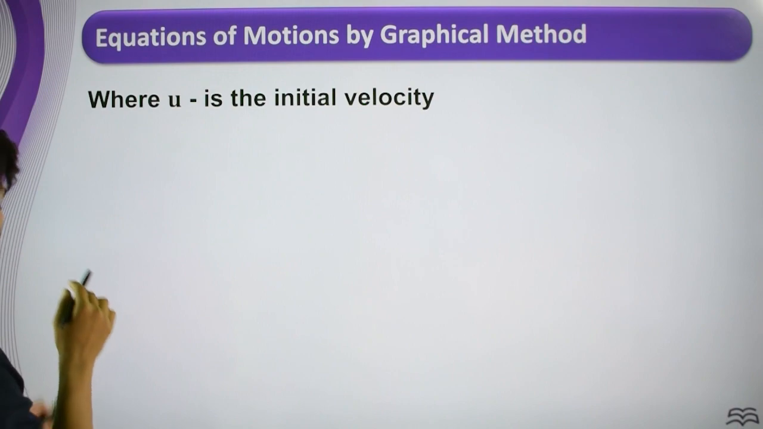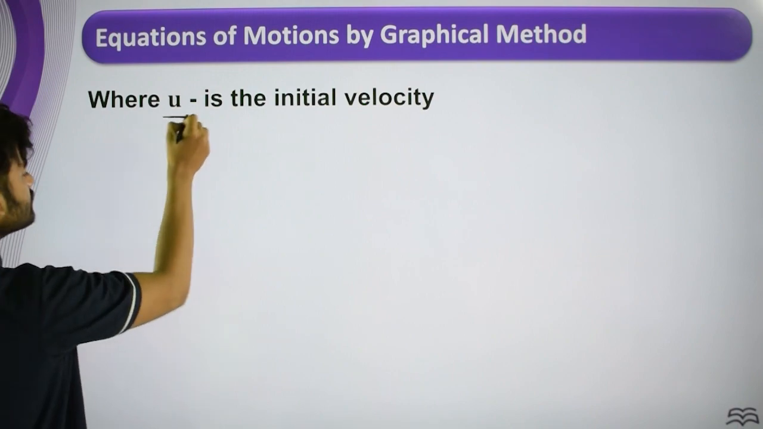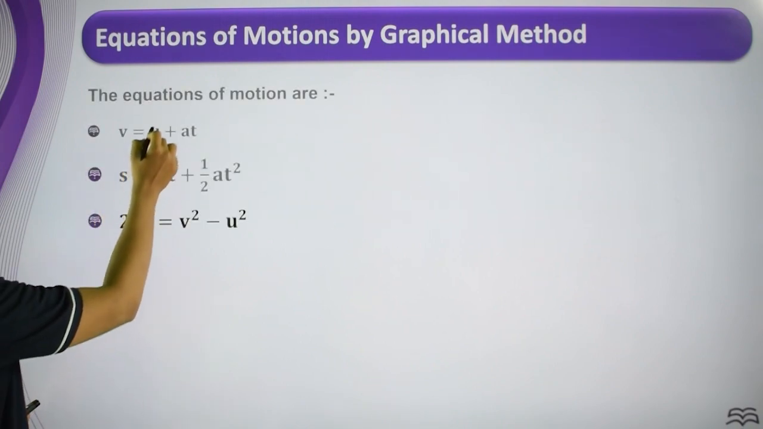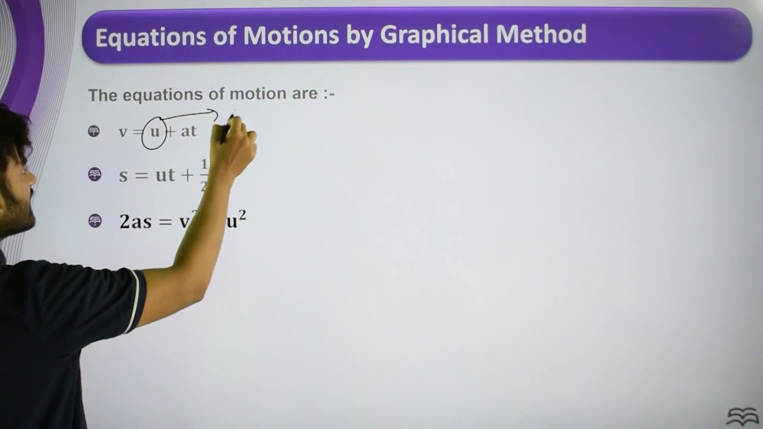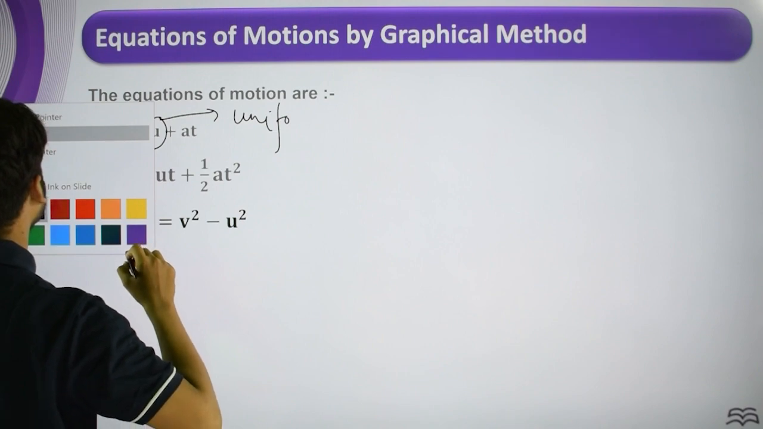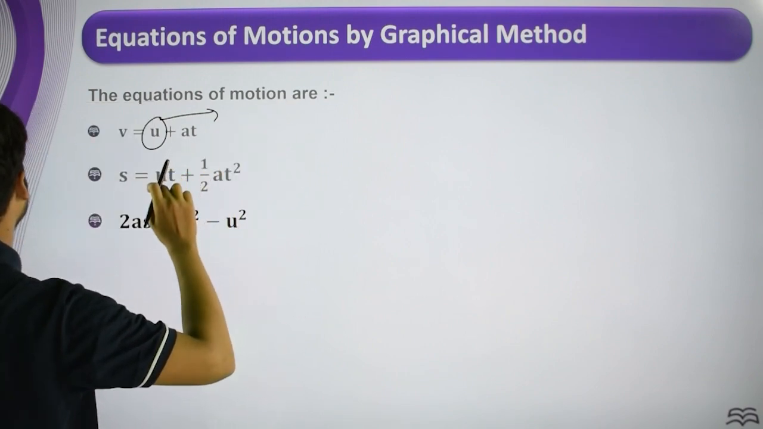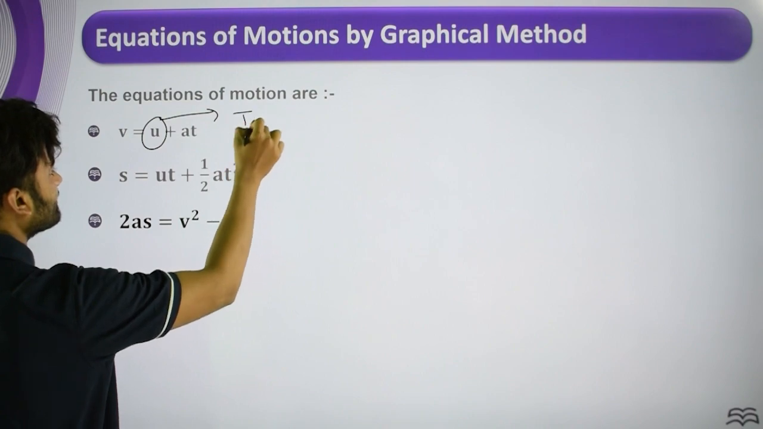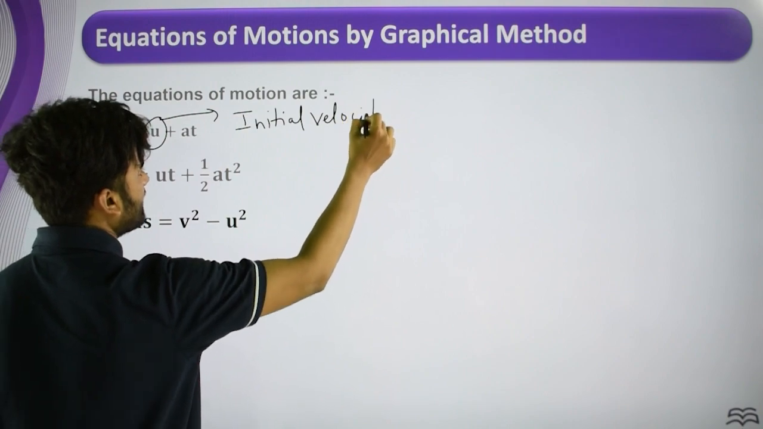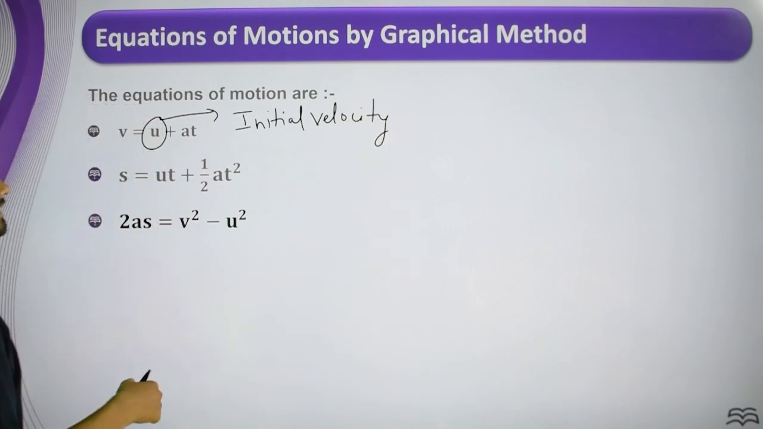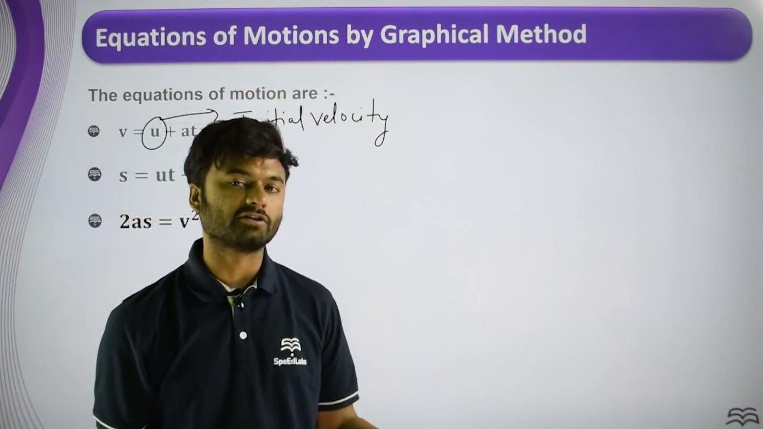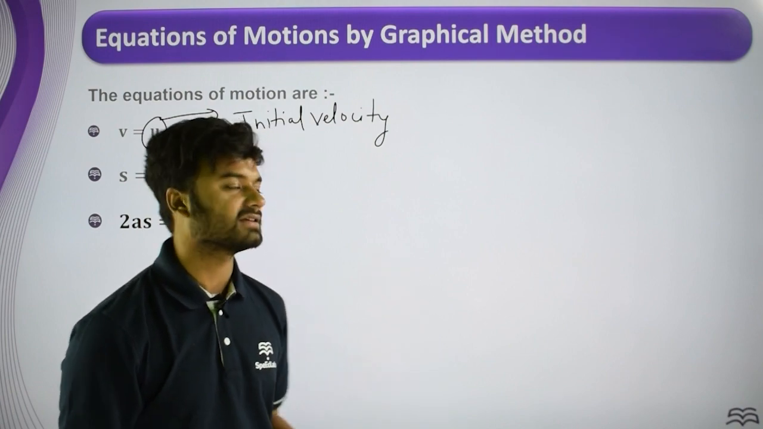First I will tell you what u is. Here u is, oh sorry, it is not uniform velocity, it is the initial velocity. It is the velocity at the start of the particle's journey, the initial velocity by which the particle has started.